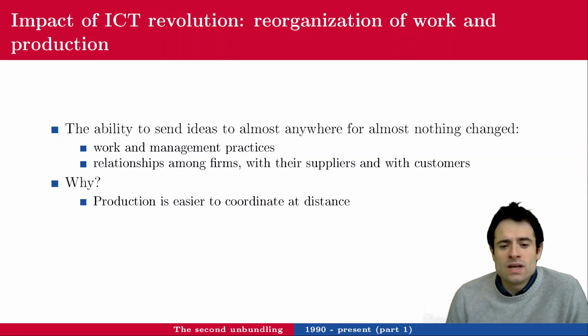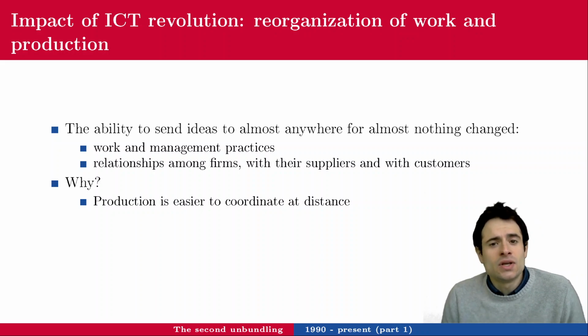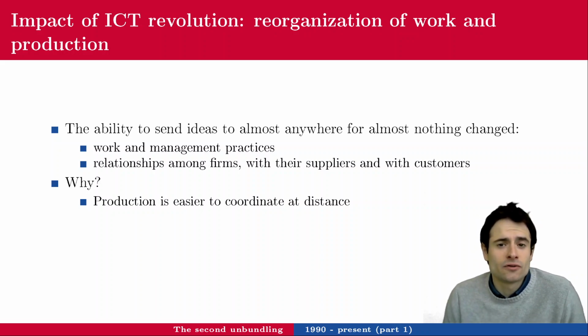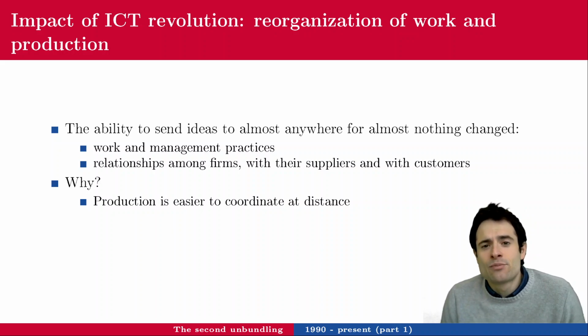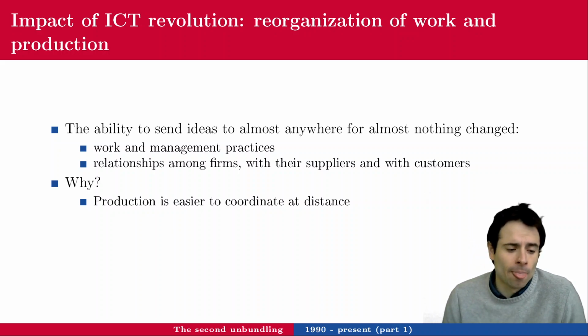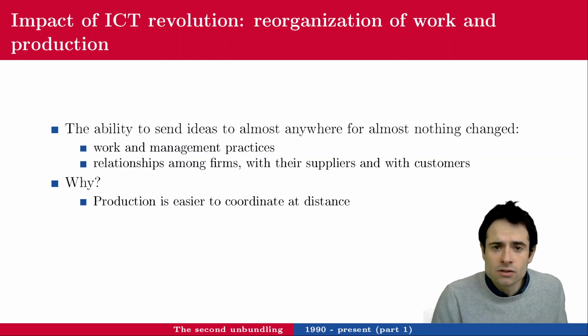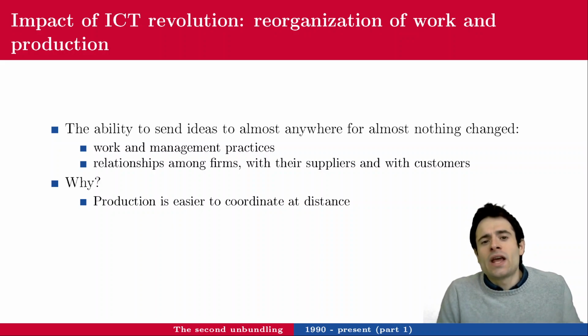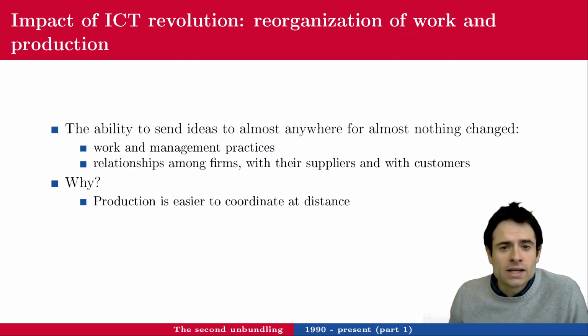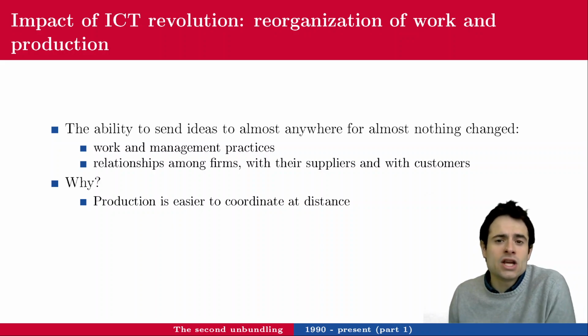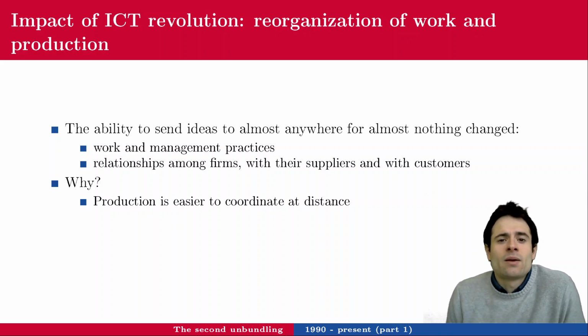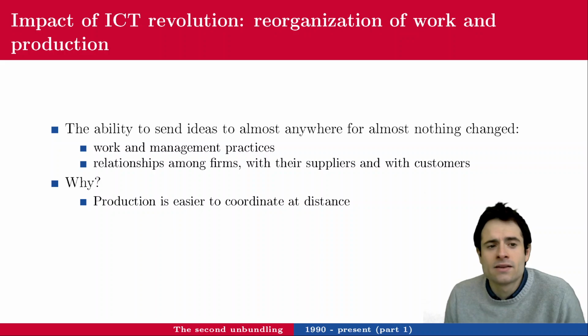Well, production now is easier to coordinate at a distance. So if you are a multinational firm, you can coordinate with different offices when you plan to launch new products, for instance. Or if some research and development is being done in the US, the innovation can quickly be communicated to an office in Europe or in Asia so that the product can be launched rather quickly and at the same time.